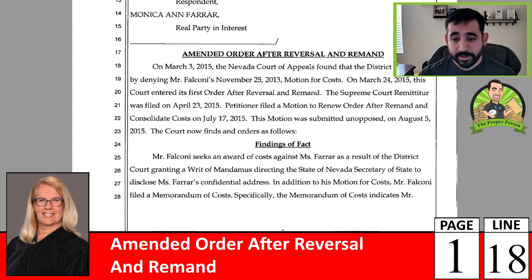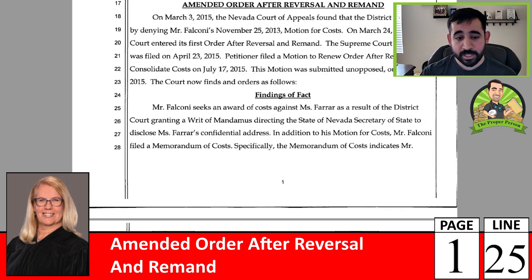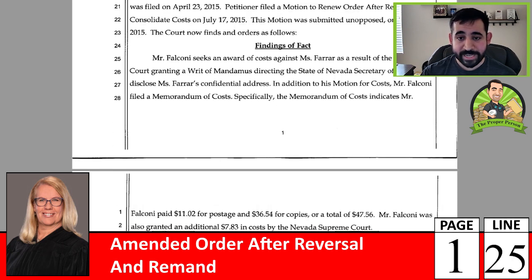I'm seeking an award of costs against my ex as a result of the district court granting my writ of mandamus, directing the government to disclose her confidential address to me. In addition to my motion for costs, I have filed a memorandum of costs. Specifically, the memorandum indicates that I paid postage and copies for a total of $47.56, and I was also granted an additional $7.83 in costs by the Supreme Court.